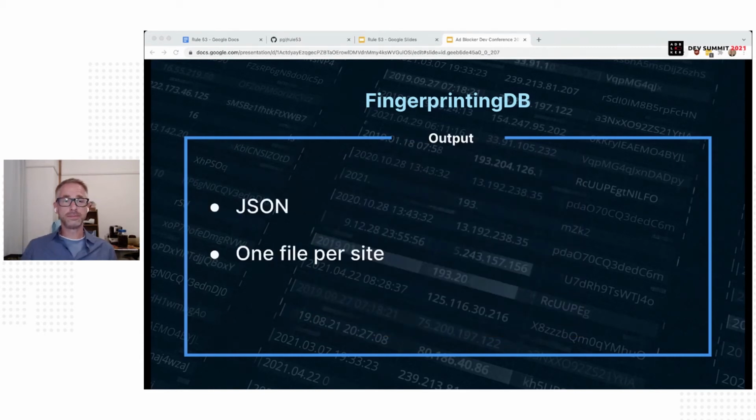So the output, as I said, I chose JSON as the output format because I think it's pretty universal. But the output really could be anything. It could be XML or, I don't know, CSV, text files, anything. I wanted it to be one file per site because I think it's more important to have an idea about the site itself. So let's say there are sub URLs which are using browser fingerprinting, but not on the main page. I think there's obviously exceptions like this.